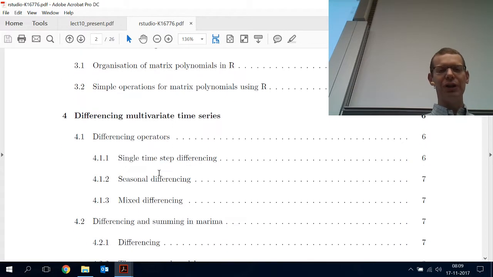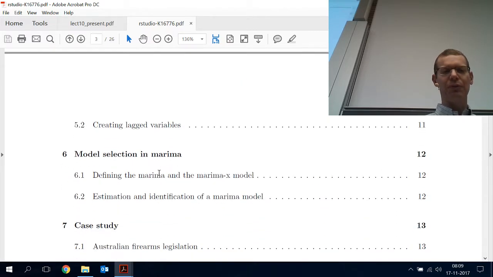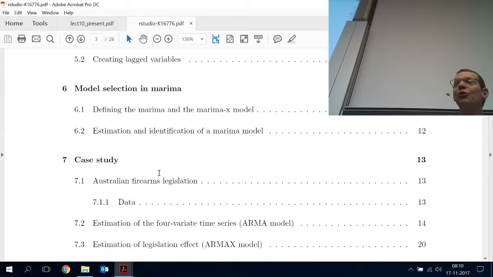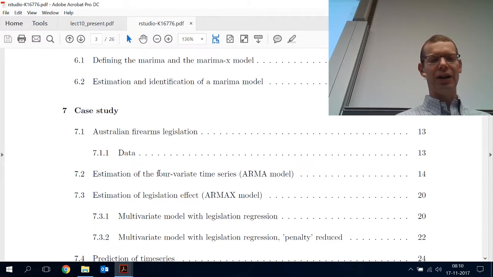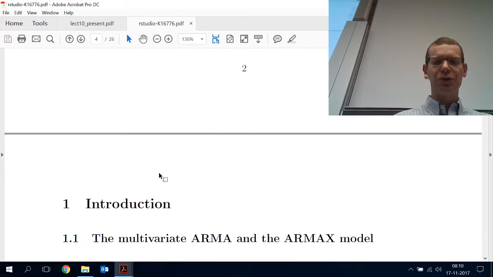How to do differencing here in the multivariate setting. I'll skip the long-term lagging. How to do model selection is what we typically spend the most time on. And then I will exemplify with an example. So what I'll do is to just briefly go through this here.